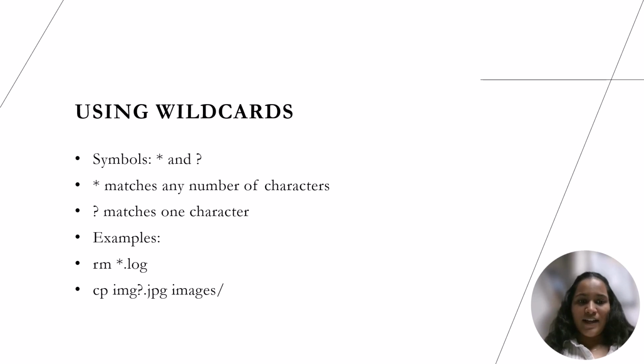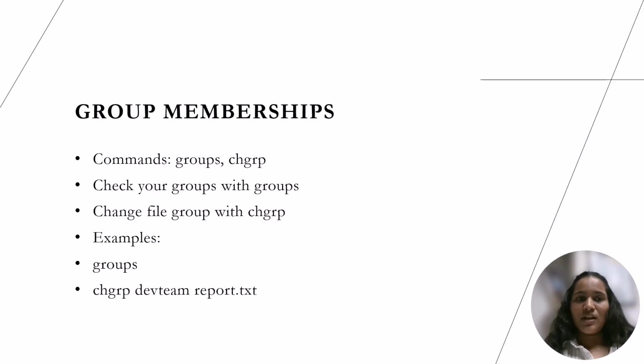Now, next is group memberships. To check which groups you belong to, we use the groups command. To change a file's group, we use chgrp developers project.txt. What it will do is change the group of project.txt to developers. Managing groups is important for collaborative environments where multiple users access shared files, which means multiple users are working on the same file. That is where this command is useful.